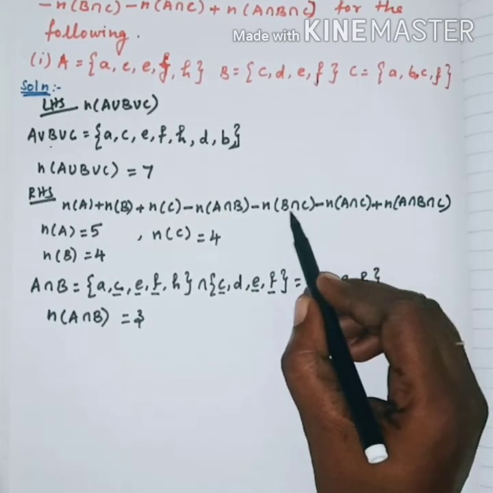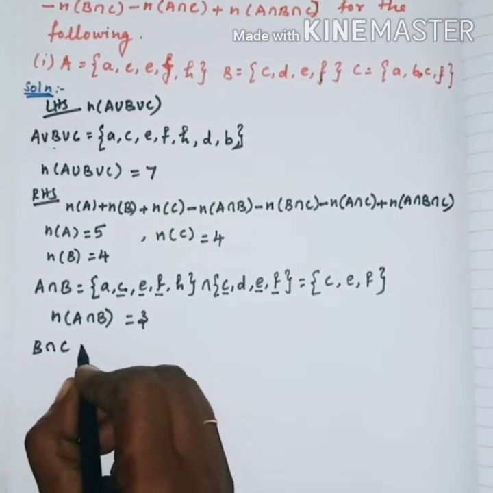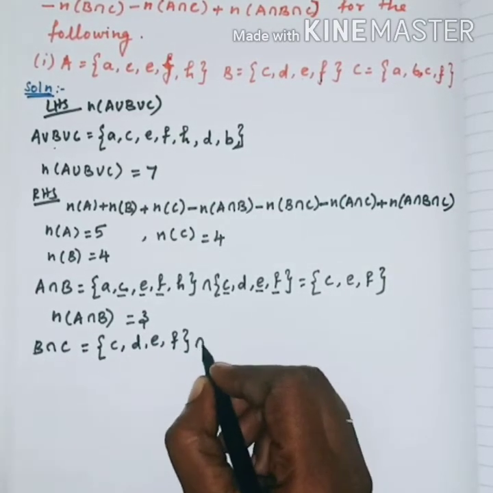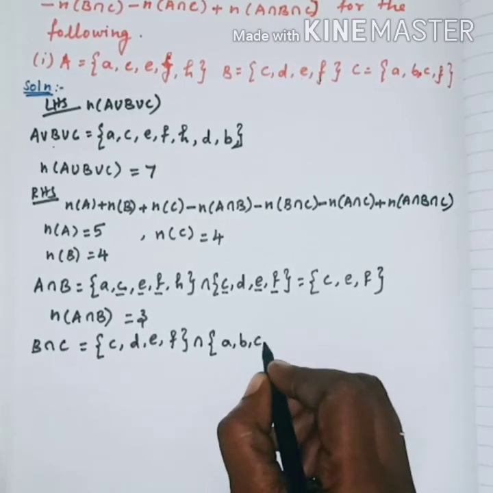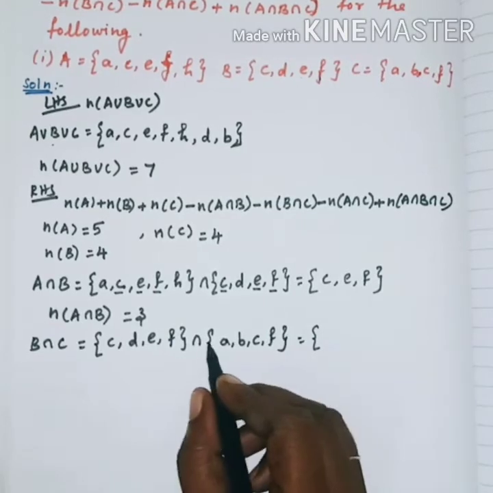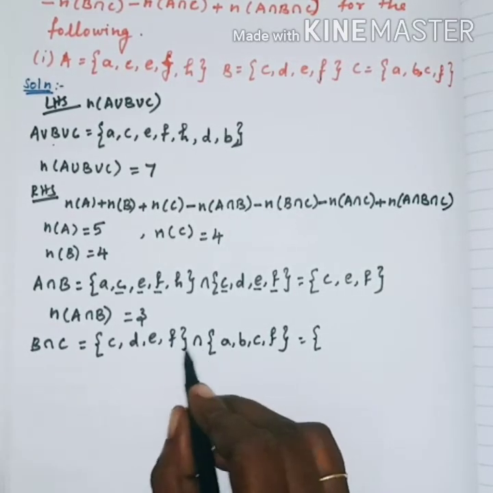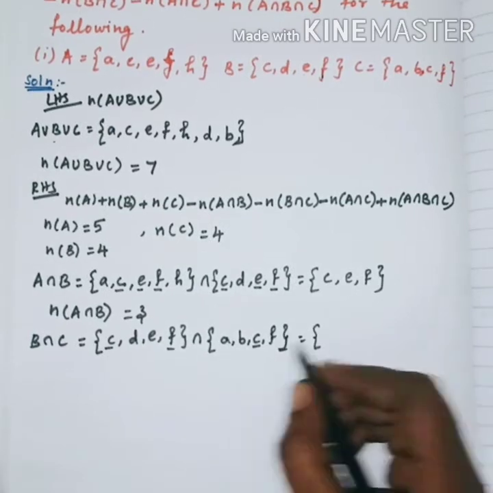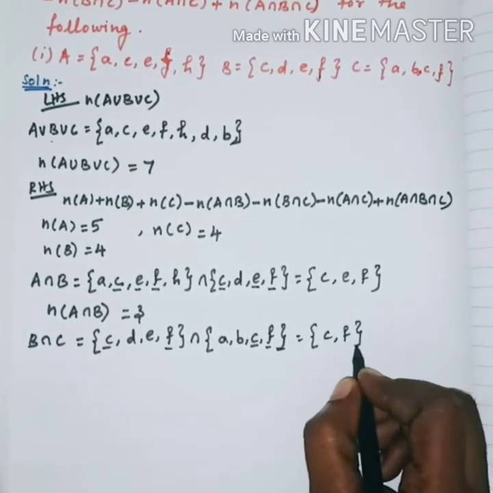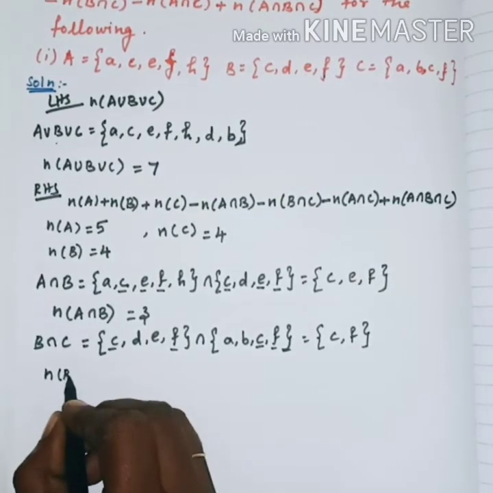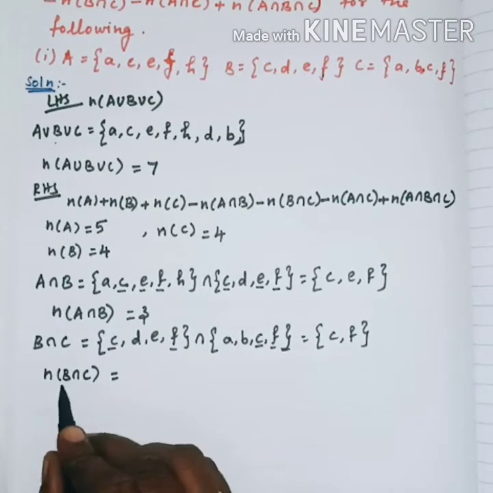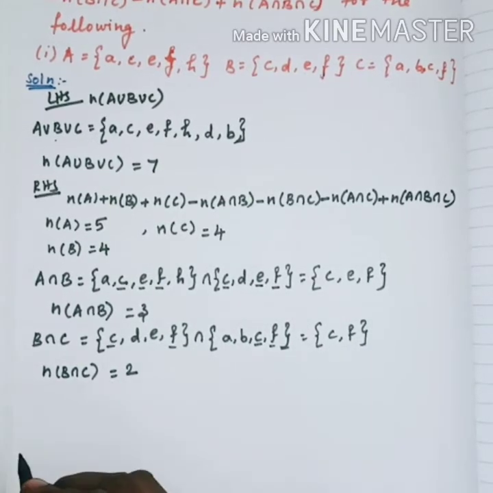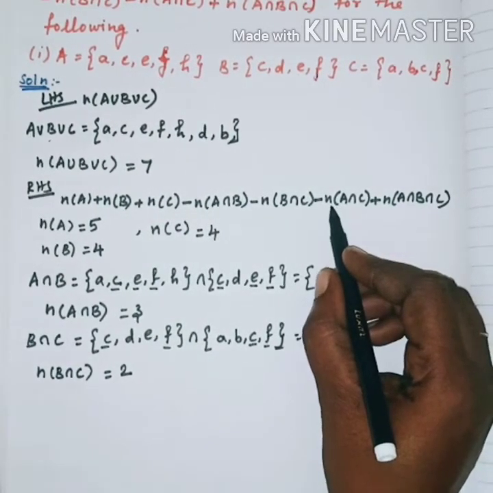Next we have to find n of B intersection C. For that we have to find B intersection C. The set B is given by C, D, E, F, intersection, the set C is given by A, B, C, F. The common elements in both the sets are C and F. So n of B intersection C is equal to the number of elements in the set B intersection C, which is 1, 2. Only 2 elements.